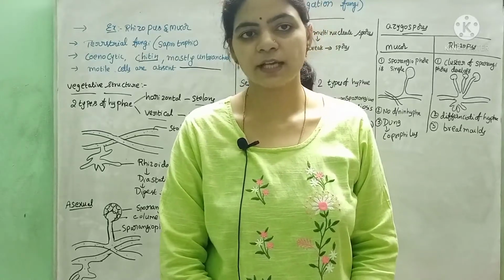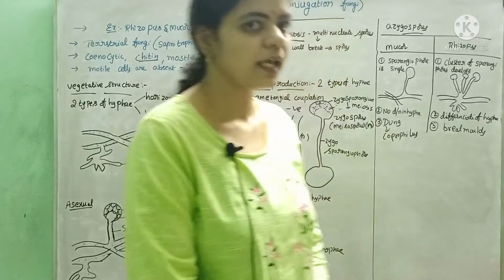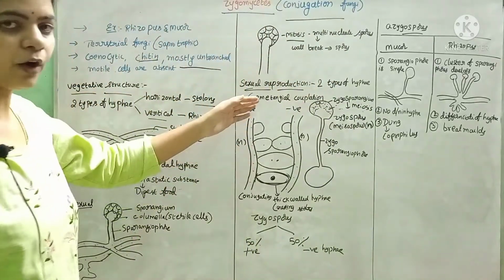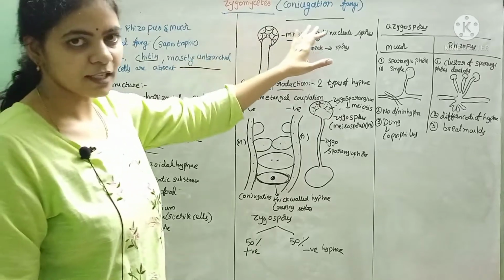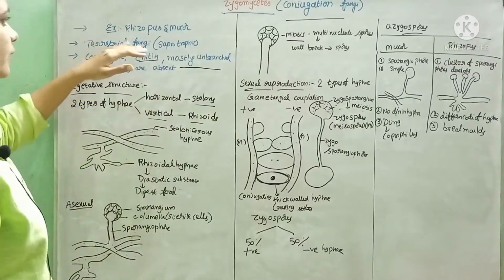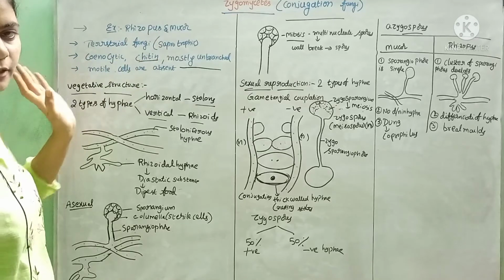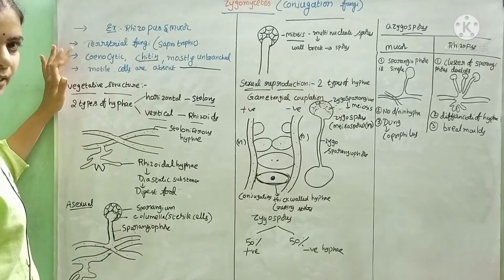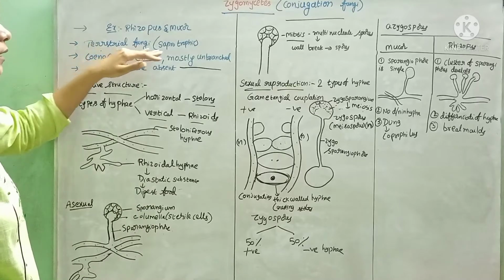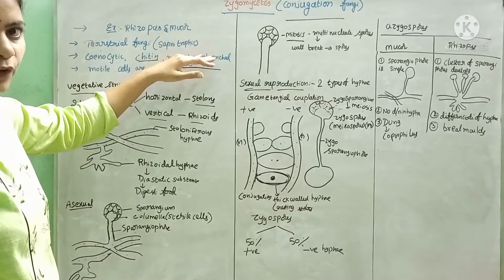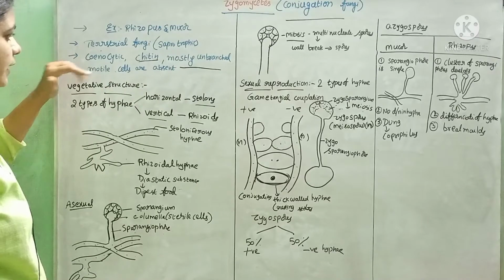In this video we will study zygomycetes, another group of phycomycetes. Zygomycetes are also called conjugation fungi. Examples are Rhizopus and Mucor. Looking at the habitat, they are mainly present in terrestrial habitats and help in the decomposition of organic matter, hence they are saprophytic in nature.